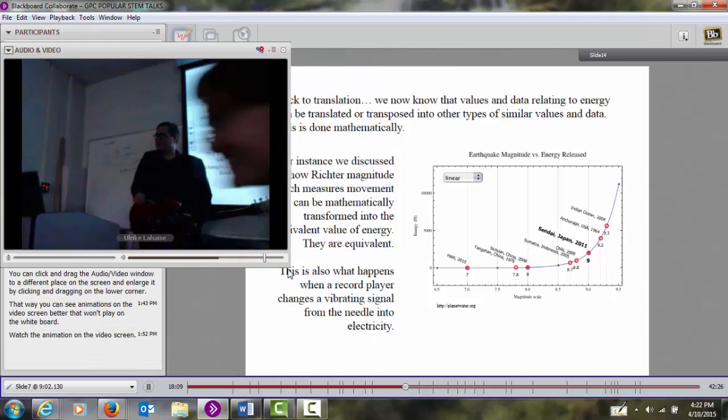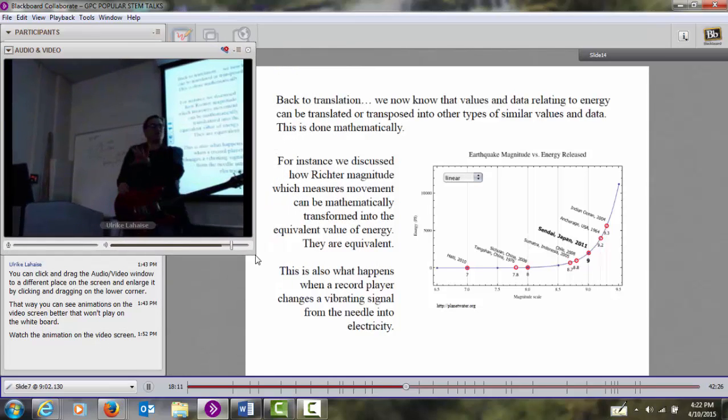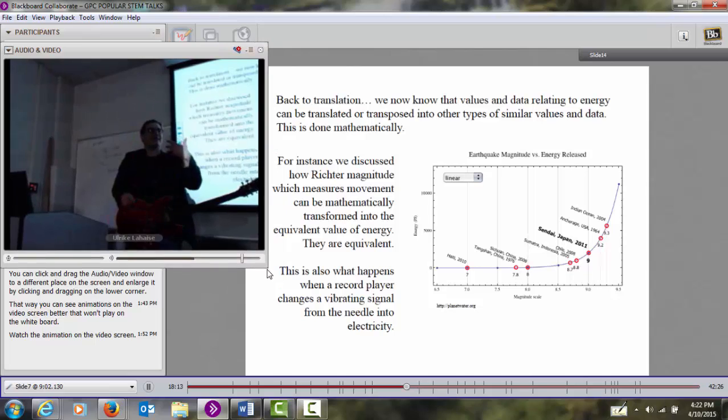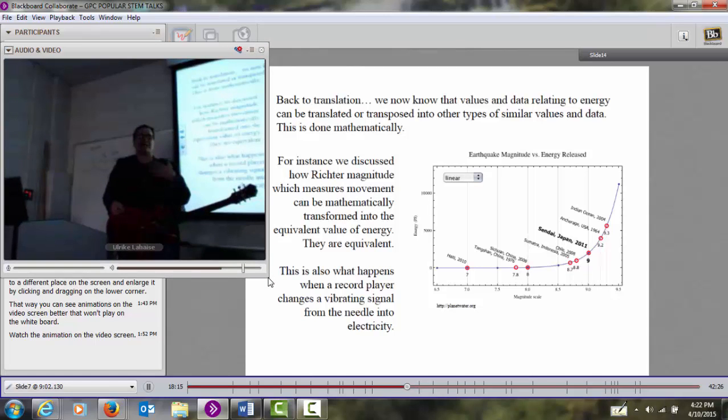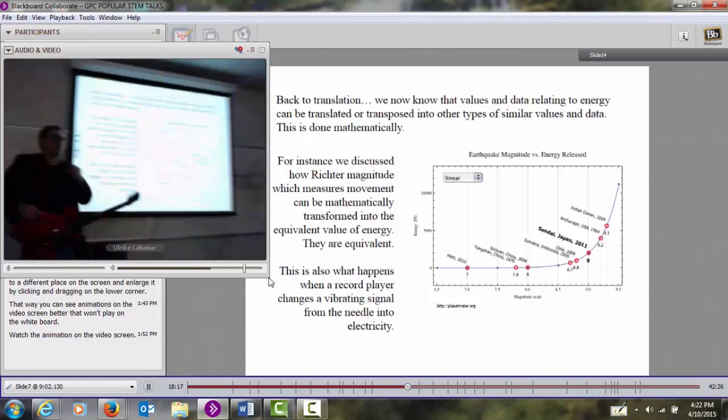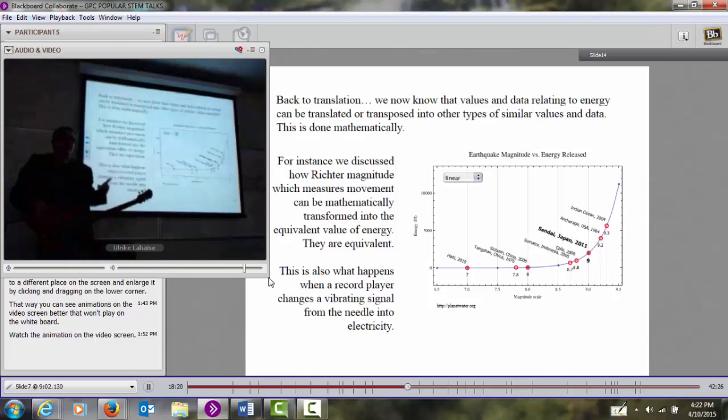Right. Okay, so back to translation. Those things you just saw are kinetic waves, or kinetic responses to a kinetic event. Let's not get into the definition of kinetic. A kinetic event is like this: I hit the table, that's kinetic. Kinematic response is all the other stuff that happens. Okay, we won't get into that.